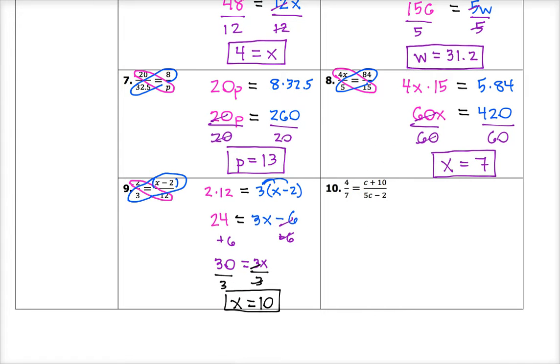Okay, number 10. Again, make sure you include parentheses around 5c minus 2 and also c plus 10. So our first cross product is going to be 4 times the quantity 5c minus 2. And we'll set that equal to our second one, which is 7 times the quantity c plus 10. So we'll need to distribute on both sides. On the left side, we get 20c minus 8. On the right side, we get 7c plus 70.